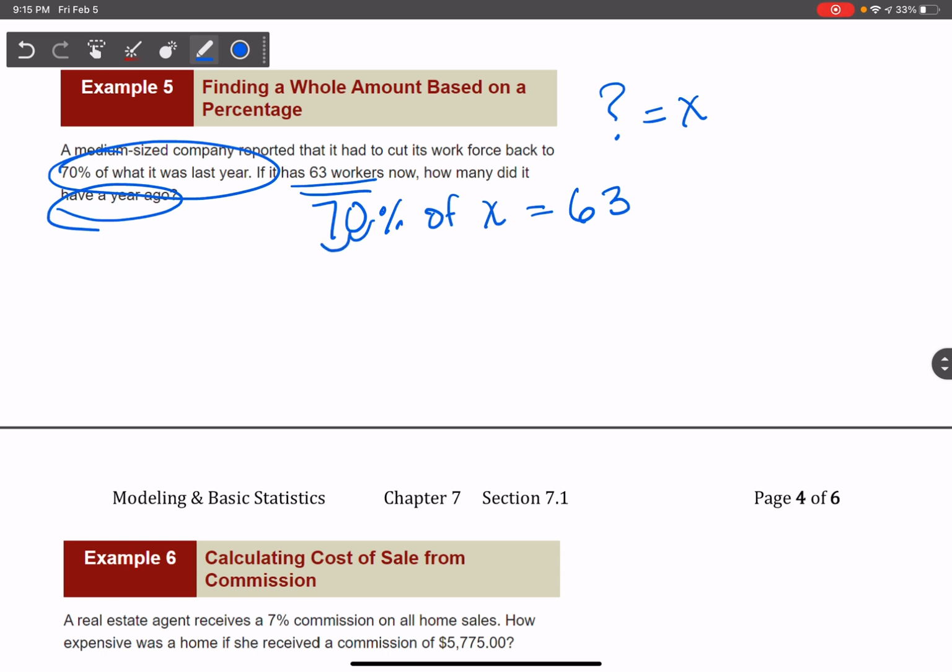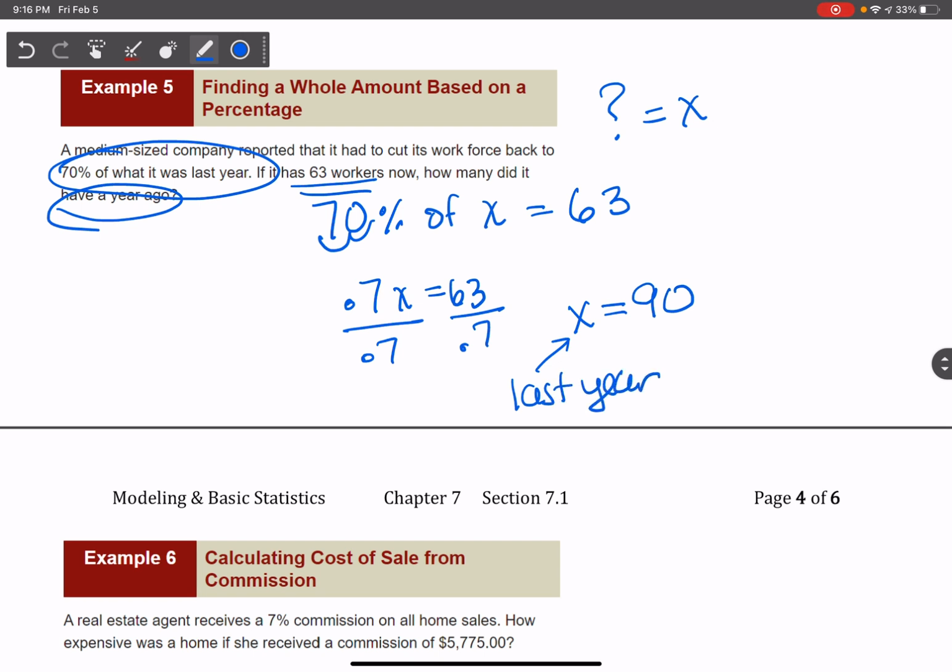So I can change this to 0.7x equals 63. Now it's in a linear equation, which we know how to solve. Divide both sides by 0.7, and we get x equals 90. So this is telling me that last year there were 90 workers. When they cut it back to 70%, so they took 70% of the 90, we end up with 63 workers this year.